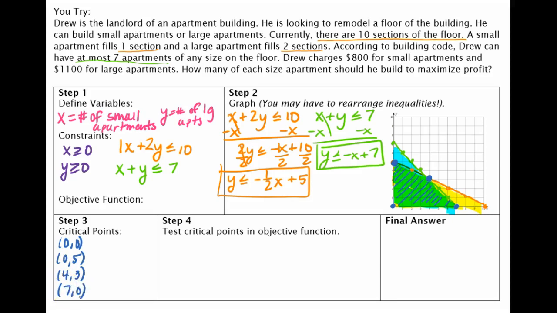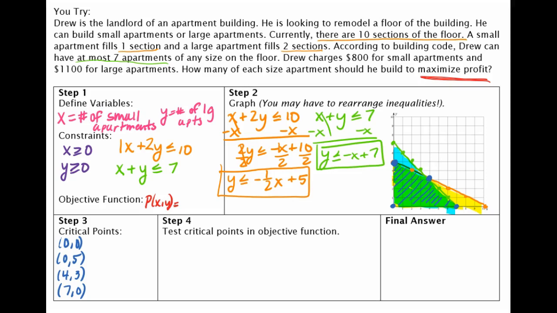All right, so now the next thing is to test each critical point in the objective function, which I just realized I skipped. So I'm going to go back and do that. The objective function of this problem, we're talking about the objective, like what are we trying to do? And what we're trying to do, it tells you in the very last sentence, is maximize profit. So I'm going to make my objective function P of x, y. I like to use P for profit, or if we were doing cost, I would use C.